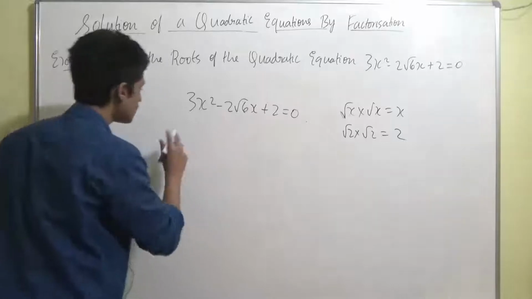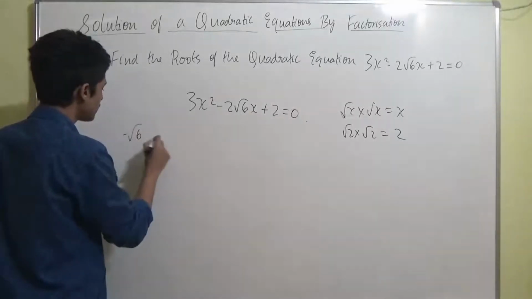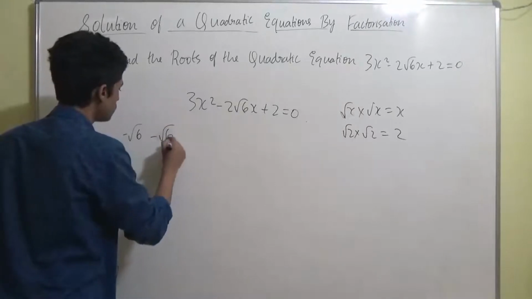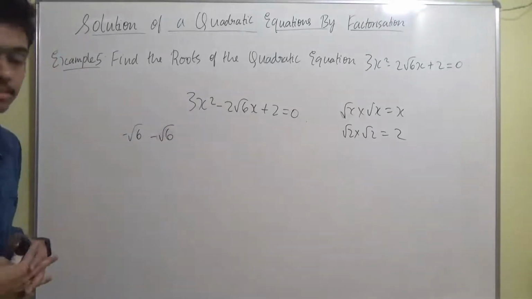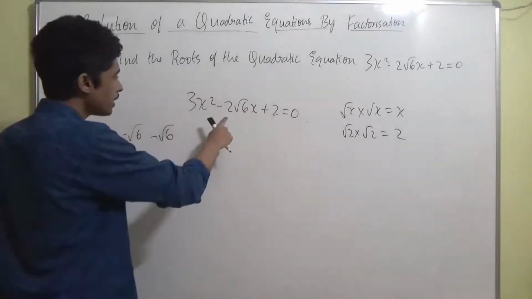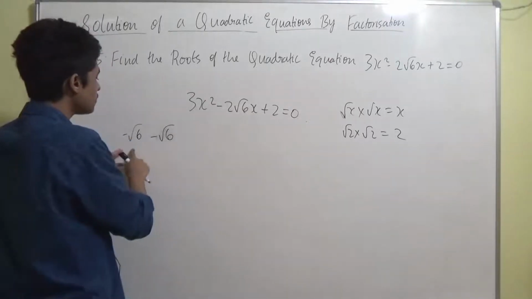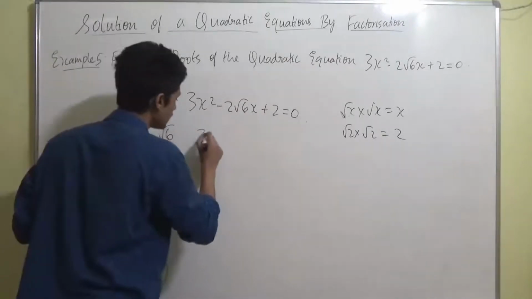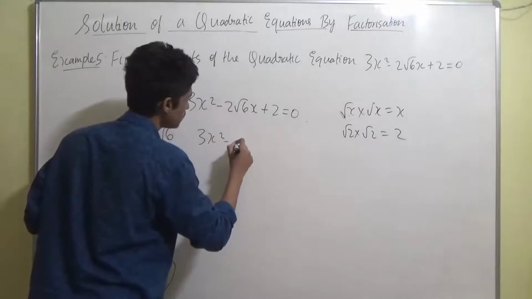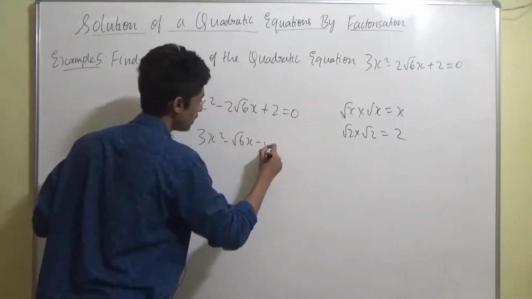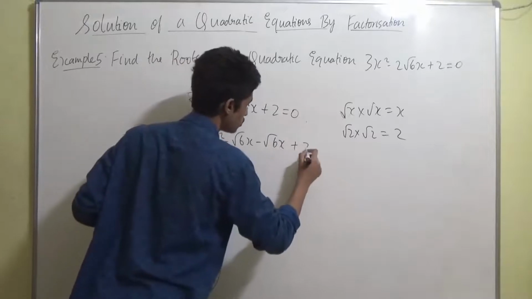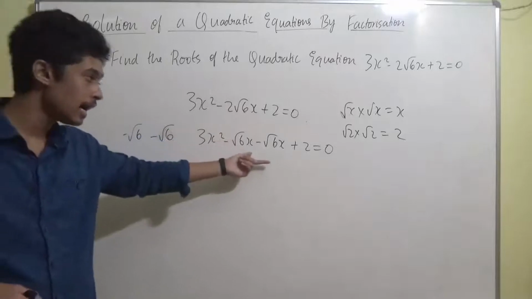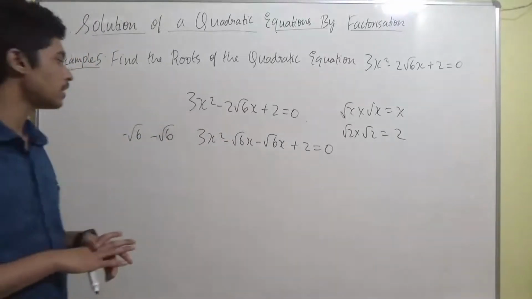Minus 2 root 6 means there are 2 root 6. Getting it, guys? When you add them up, you are going to get minus 2 root 6. When you multiply them, you are going to get 6x square, right? So you split it like 3x square minus root 6x minus root 6x plus 2 equal to 0. So minus 2 root 6x, you split it as minus root 6 and minus root 6. Now we are on the right path, guys.